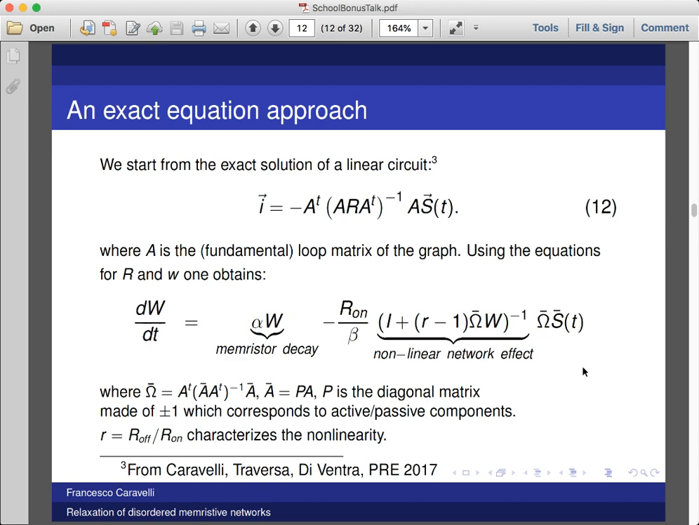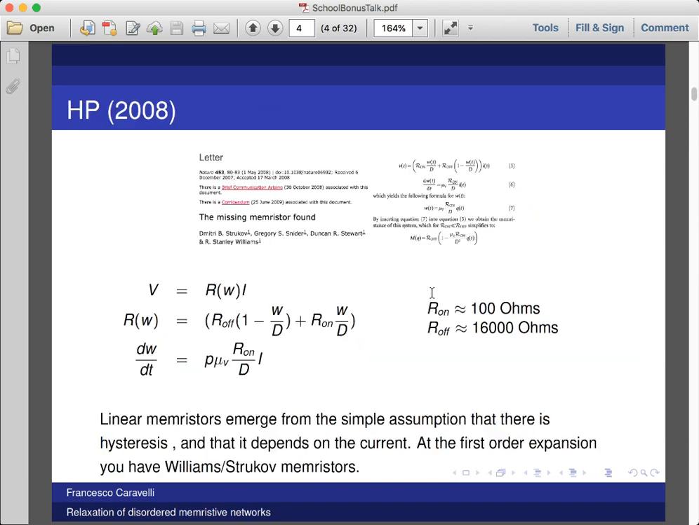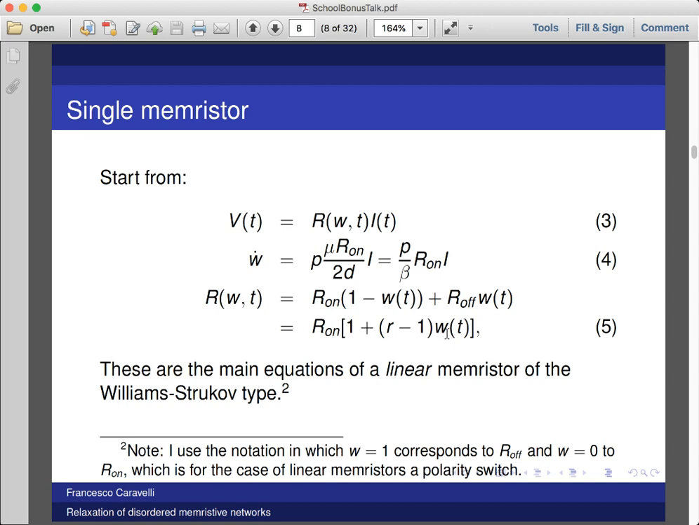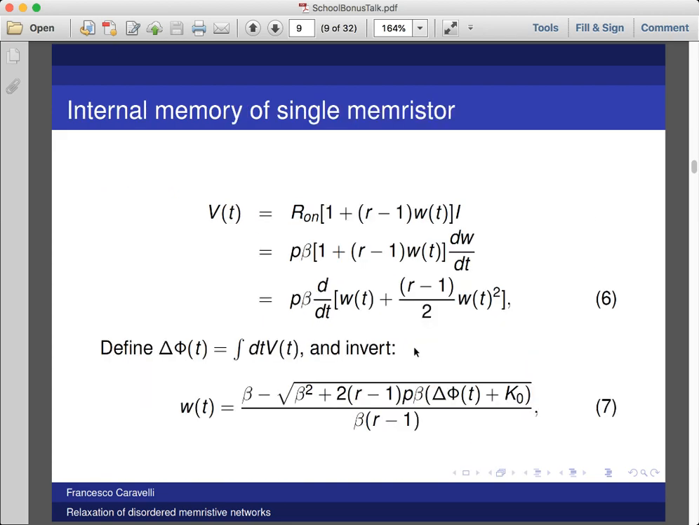Here I'm going to describe in a second what these are. Let me mention here what R minus one is, which I forgot to mention in the previous slide. R, which is defined implicitly in equation 5, is basically defined as R off minus R on divided by R on. If you look up how I do this equation, it's basically a ratio. Okay, R minus 1 is basically R off minus R on divided by R on.